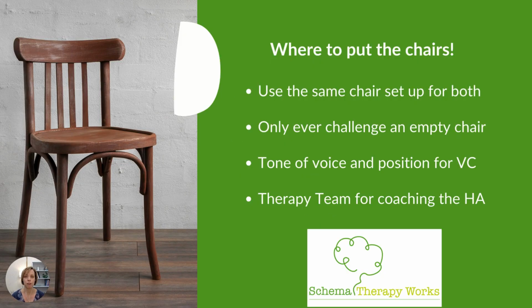Okay, so in summary, you use the same chair setup for whether you're working with the critic mode or whether you're working with a coping mode. Keep things simple. You only ever challenge an empty chair. Think about your tone of voice and the proximity that you're in for connecting with the vulnerable child mode. And then using that therapy team position for coaching the healthy adult mode so that you're really alongside them and together you're working on developing new ways of managing.